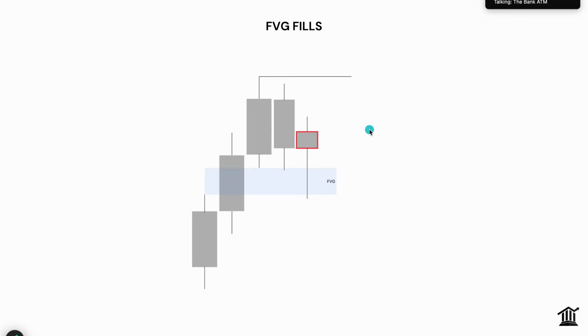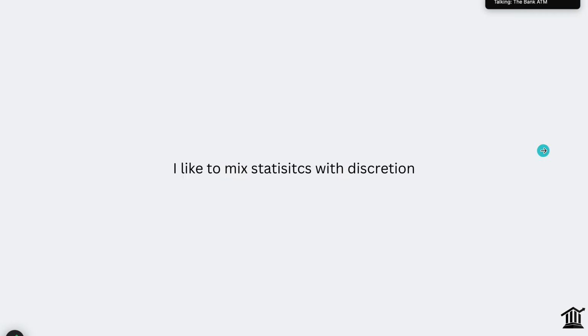But yeah, sorry, there's a lot of overlap here. Like for example, FVG fills. Yes, we're talking about buys, but there's so many ways you can implement these sort of things. And there you go, right? Candle pushes higher. So like I said, I typically am mixing statistics with discretion.